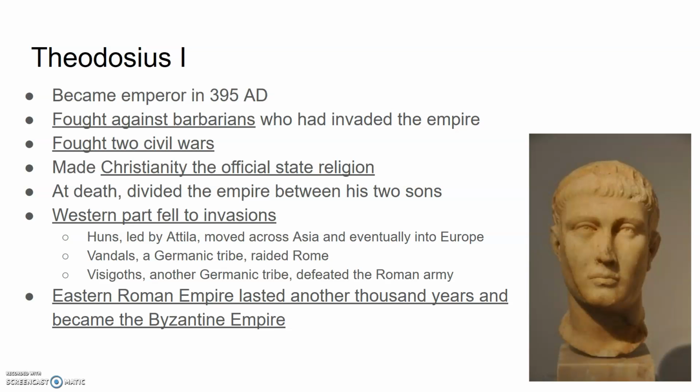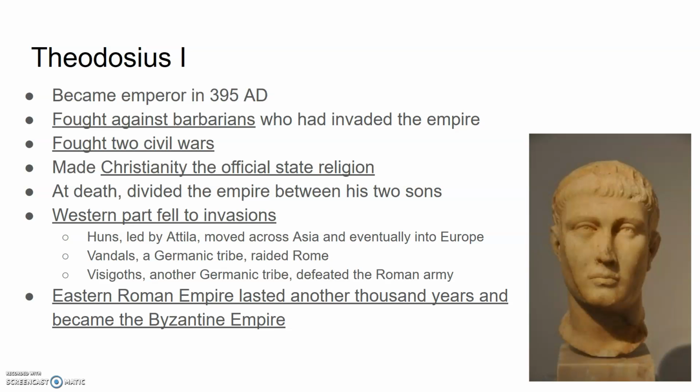Unfortunately for the Western part, it fell to invasions. So the Huns came from Asia, led by a guy named Attila the Hun, moved across Asia and eventually into Europe and came into the western part. The Vandals, which were a Germanic tribe, invaded Rome, and the Visigoths, another Germanic tribe, defeated the Roman army.